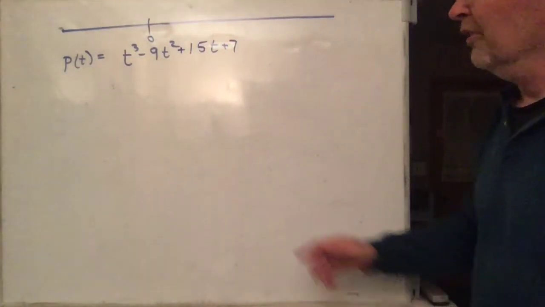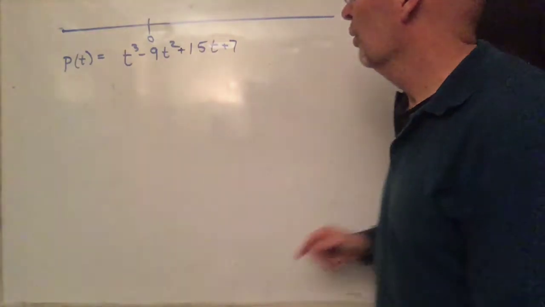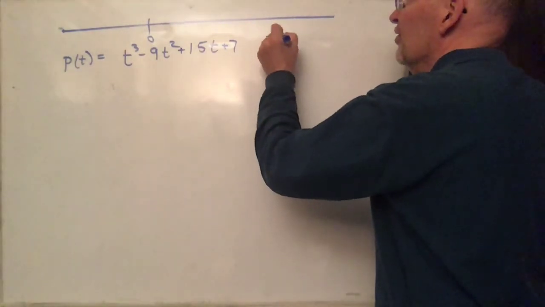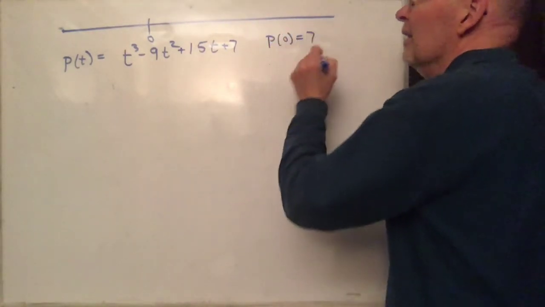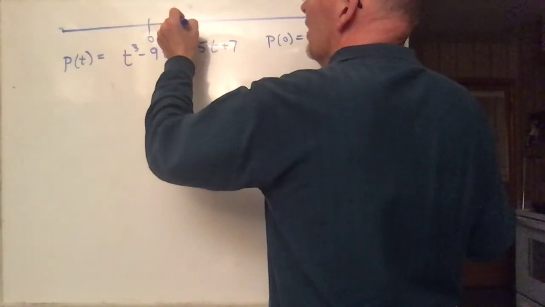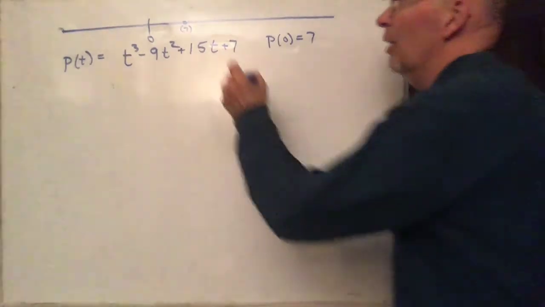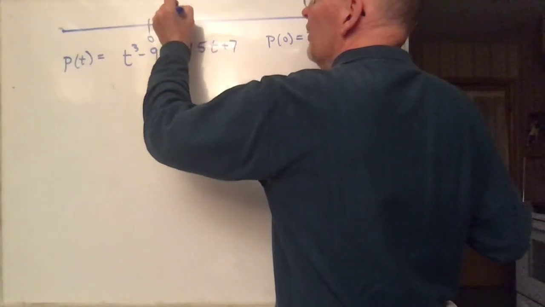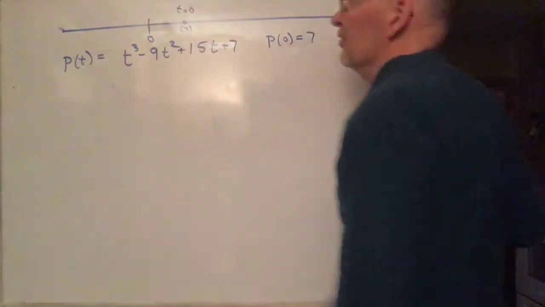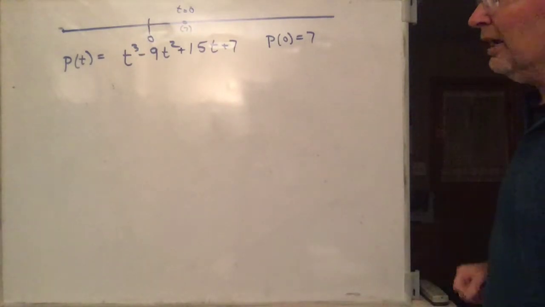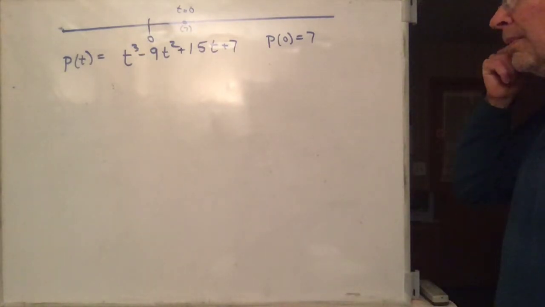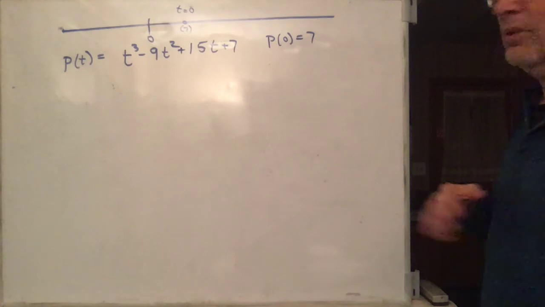Okay? So that gives the position along the line. So right away you can see that the position at time 0 is equal to 7. So it's starting off right there at 7. That's at time 0. I'll put time equal to 0 up above, and I'll indicate the position down below. Okay? And suppose, let's just play with it again.